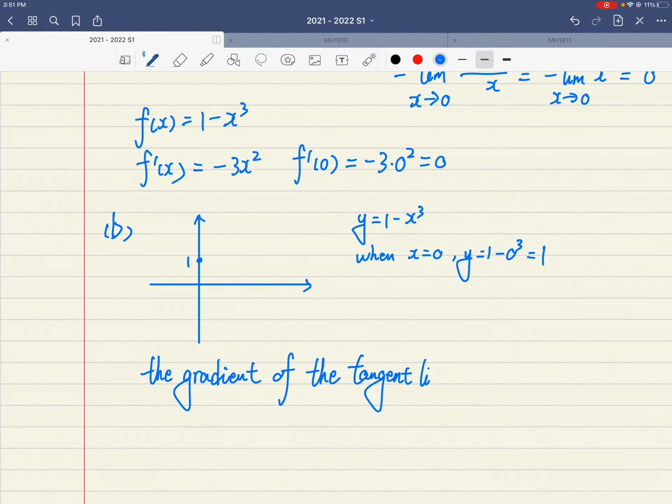The gradient of the tangent line when x is 0 is just f prime of 0, which is 0. So the gradient of the tangent line is 0, which means it is a horizontal line. It's a horizontal line that passes through this point, so it must be y is equal to 1.